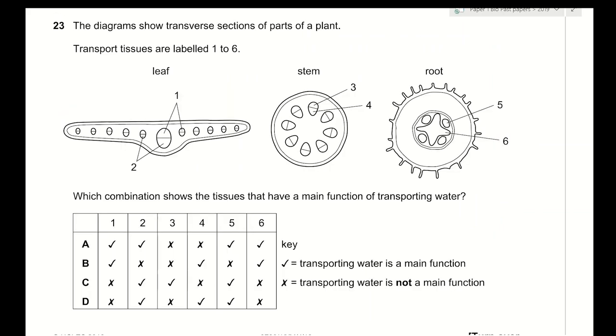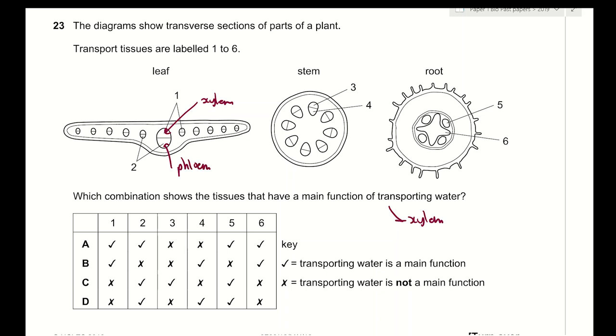The diagram shows transverse sections of parts of a plant. Transport tissues are labeled 1 to 6. Which combination shows the tissues that have the main function of transporting water? Now, the tissue that transports water, as we all know, is going to be the xylem. Now, let's identify the xylem out of the leaf, stem, and root. In the leaf, the tissue present upwards is always going to be the xylem, and the one present below is going to be the phloem.